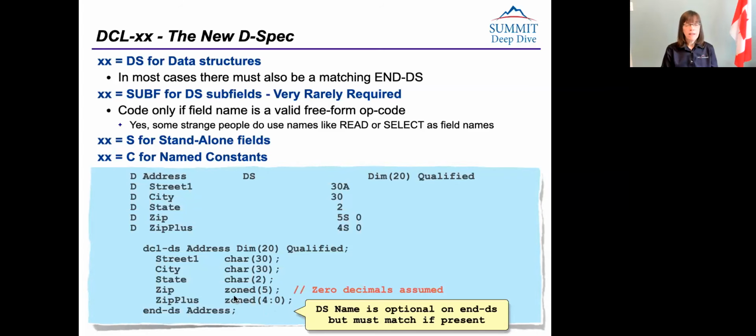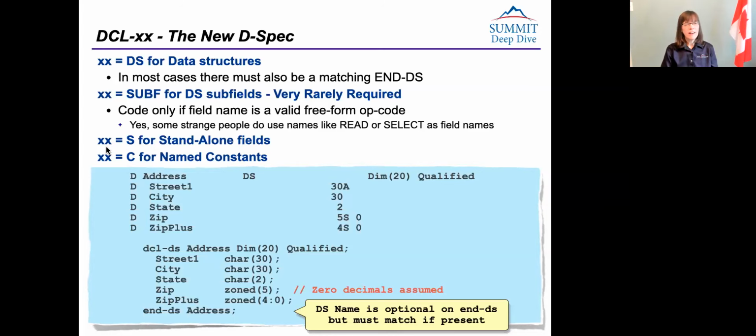Notice my zip code here, the zone field that has 0 decimals. I did also zip plus, which does have 0 decimals as well. So if you want to put the 0 in, you can. But the nice thing is we're no longer required. The thing that used to really drive me completely crazy in fixed form is that we were required to put 0 decimals when we declared an integer, which by definition can't have any decimals, but yeah, there you go.